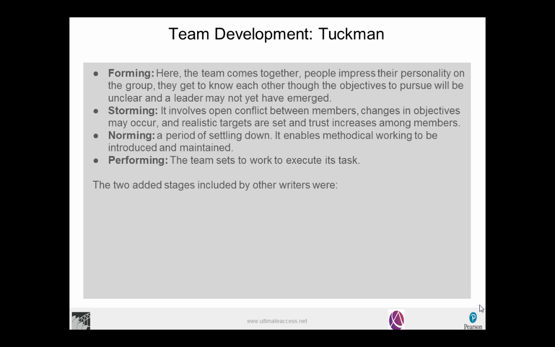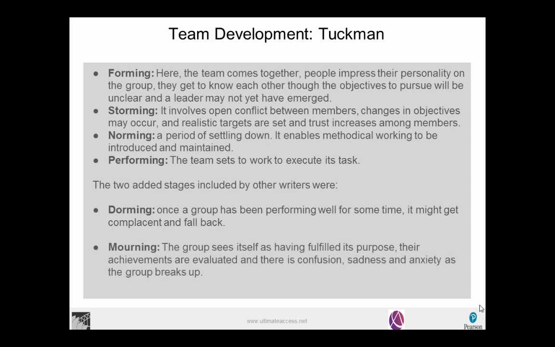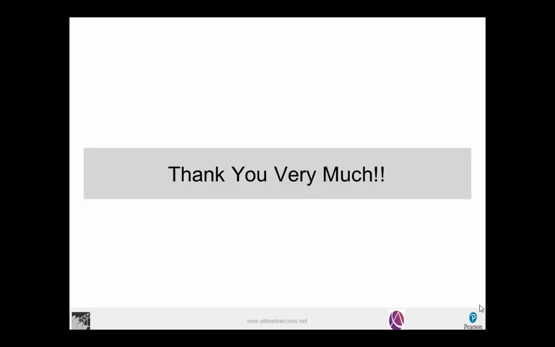Then 2 stages were added by other writers. First one was dorming. When you think of dorming, you should think of a school dorm where people sleep. So dorming is a process of a team sleeping. Now they've gotten into their comfort zone. And as they are now comfortable, they might start to sleep. Okay, they might get complacent and fall back. And sadly enough, mourning occurs. The team now has fulfilled its purpose. It breaks. There's confusion, there's sadness, there's anxiety.